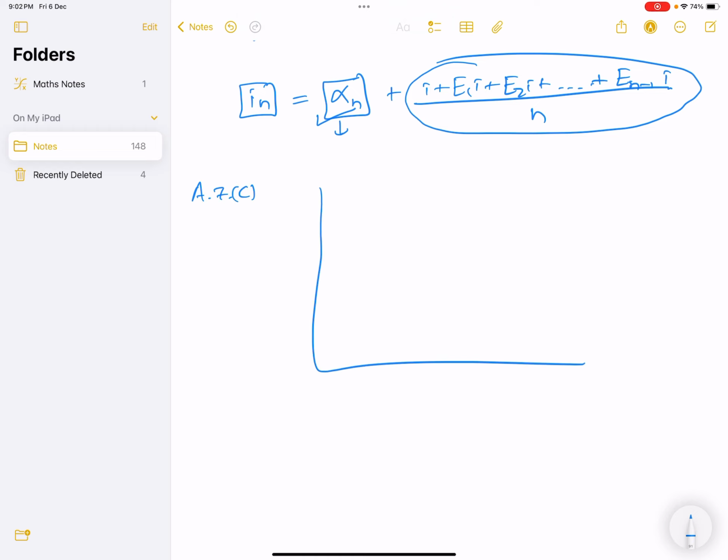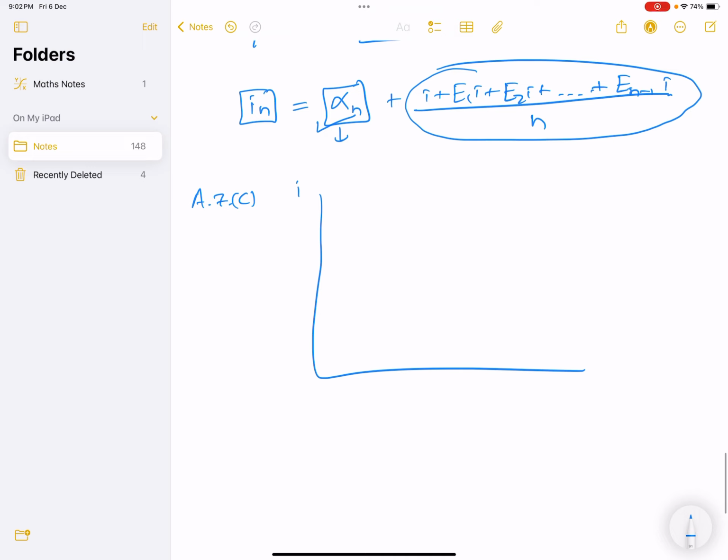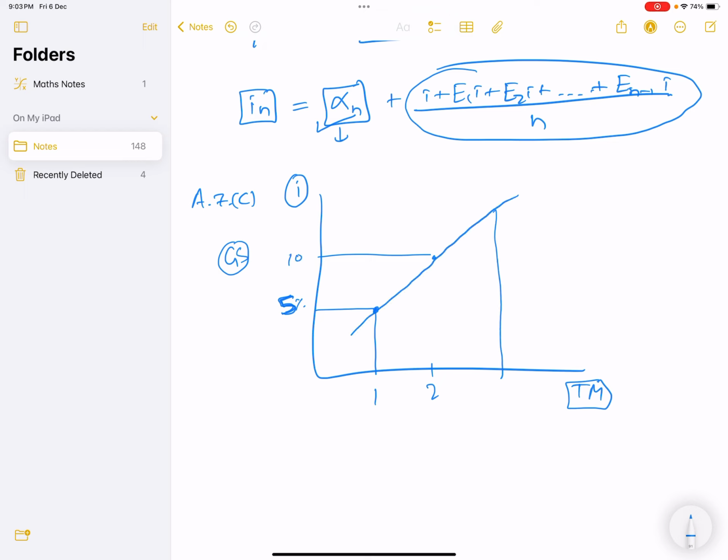So yield curve is a graphical representation which shows the relationship between interest rate and term to maturity. So suppose you're talking about a government security or treasury bill. For a 1 year treasury bill, the interest rate is 5%, and for 2 years, suppose it is 10%, and for 3 years, suppose 14%. So this curve is the yield curve.